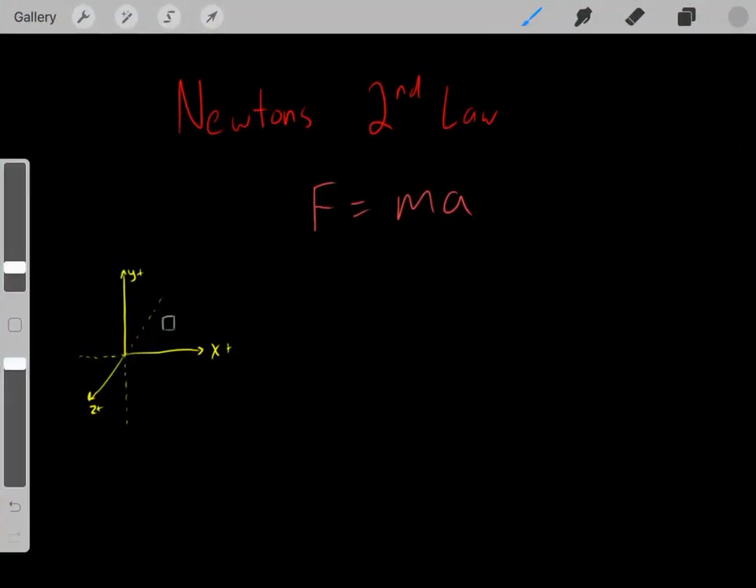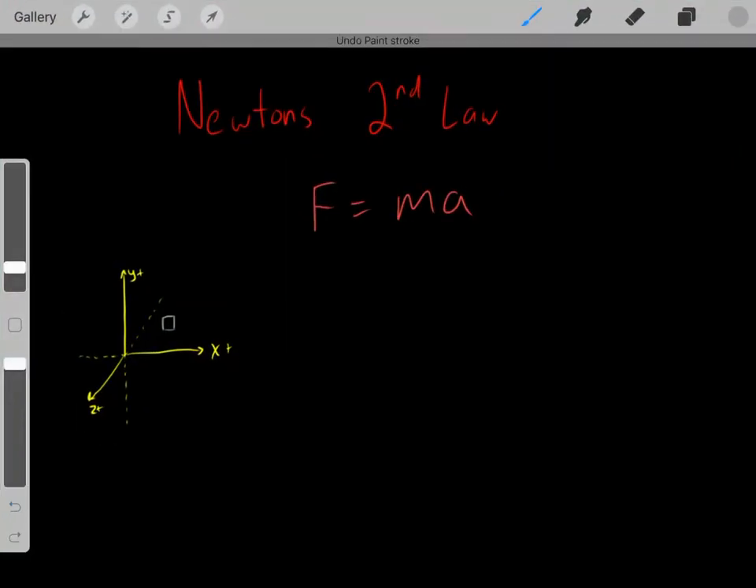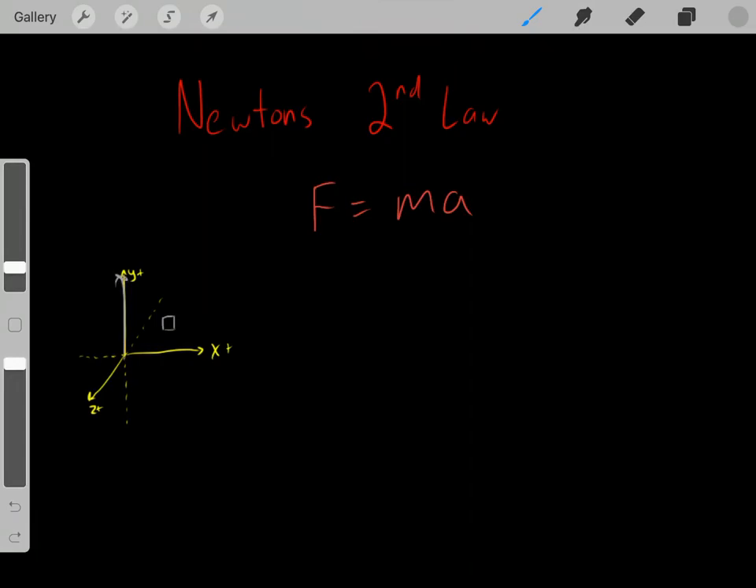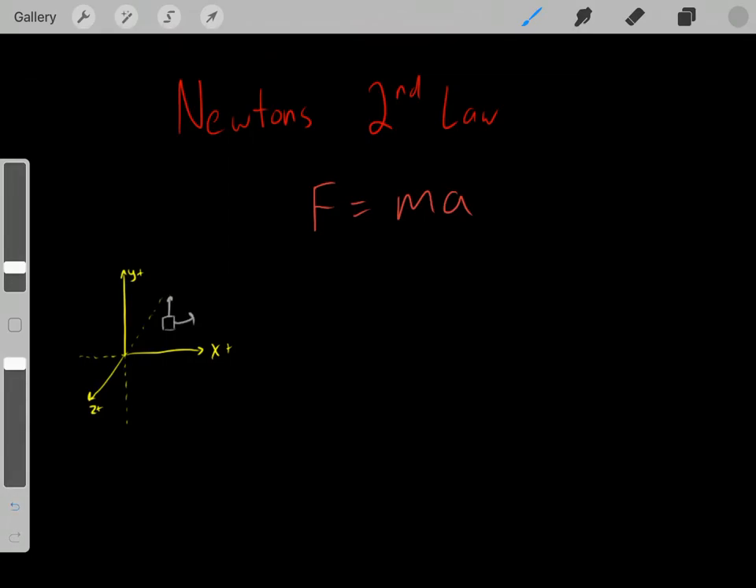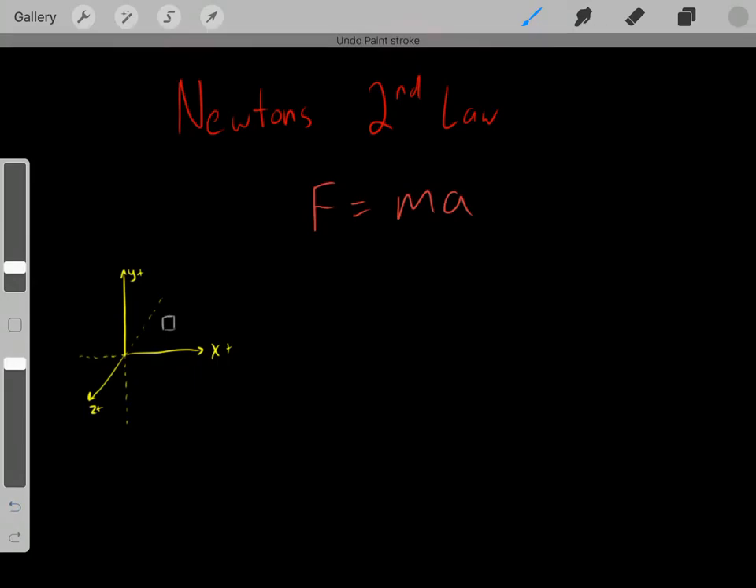So something important to note, let's say we have this coordinate system where this is the positive x direction, this is the positive y direction, and this is the positive z direction. Something important to note is if we apply a force in this positive y direction, will this box accelerate in the x direction? Well, no. If we apply a force in the y direction, we would have an acceleration in the y direction, but there would be no acceleration in the x direction. So that's really important to note.